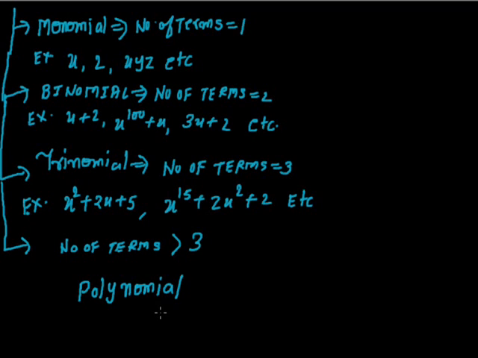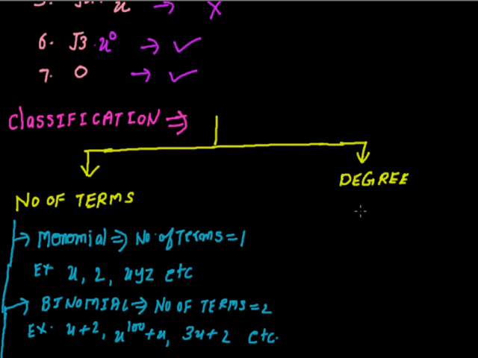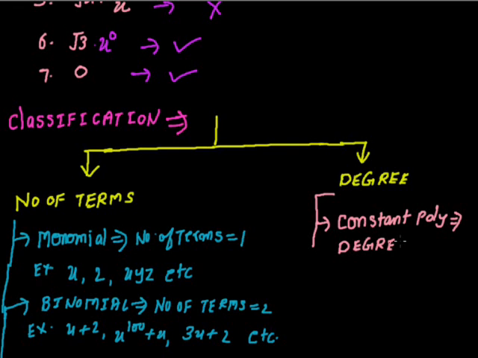Now we come to our next classification, on the basis of the degree of the expression. How can we define expressions on the basis of degree? Let us come to it one by one. On the basis of degree, the first type of classification is the constant polynomial. What are constant polynomials? If the degree of the expression is equal to 0, then the expression is called a constant polynomial.